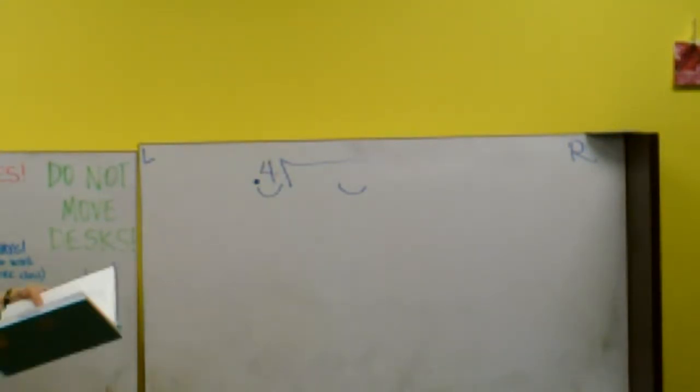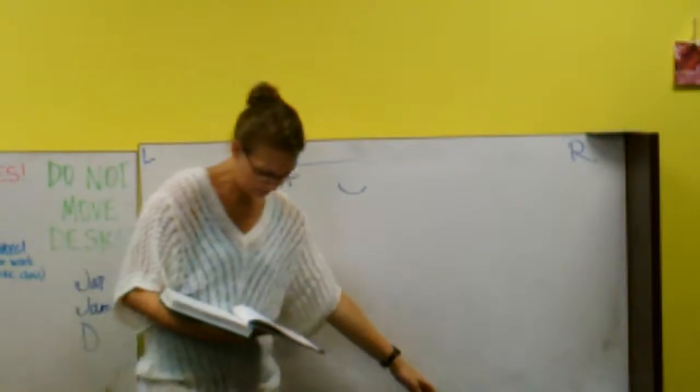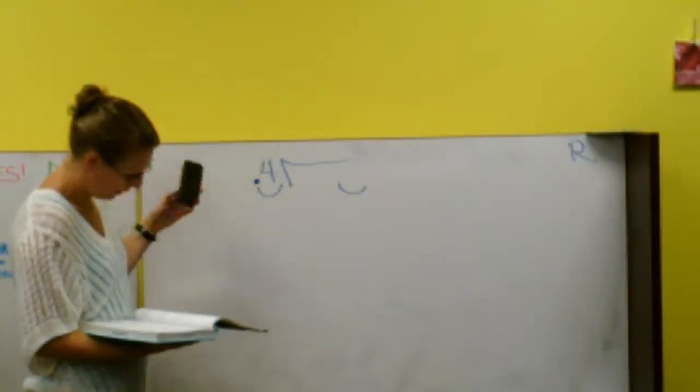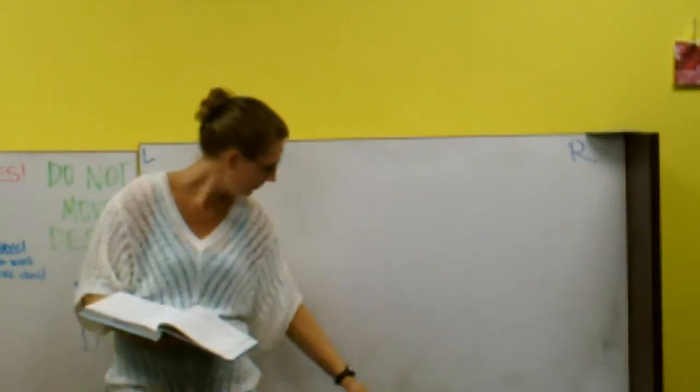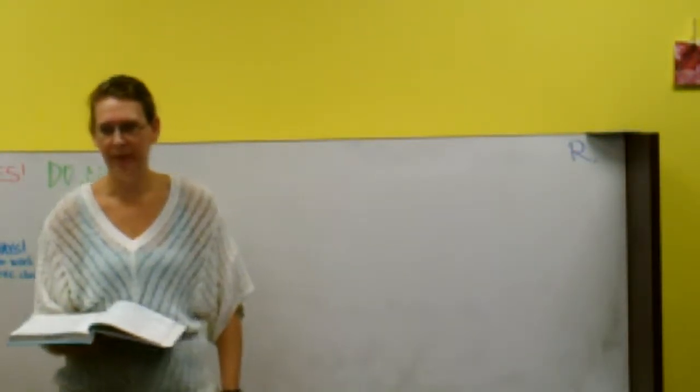On page 34, doing lesson 9. Points, lines, rays, and line segments. We're going to look at angles, and we're going to look at perimeter, okay? So let's all open in our book, please, to page 34.